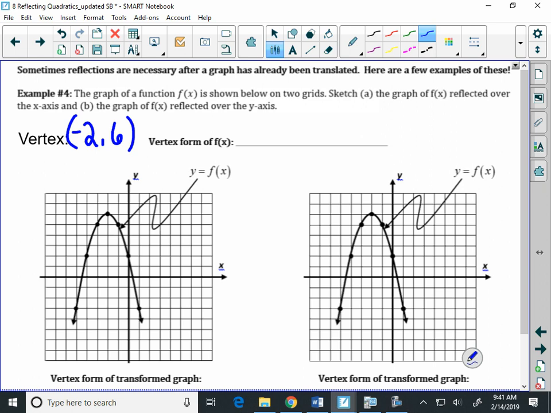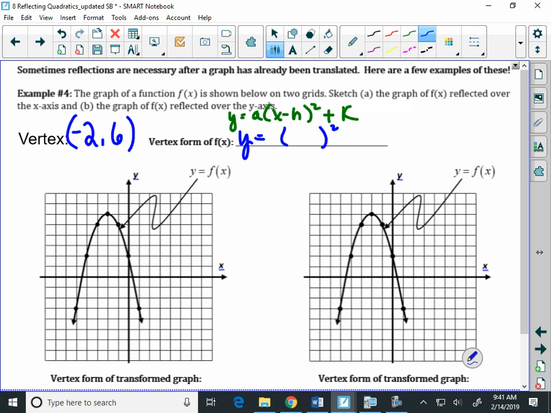And what we want to do is write the vertex form of this graph. Just a quick reminder of vertex form, it is y equals a times (x minus h) squared plus k. That's the vertex form. So when we put this back in here, it's going to be y equals, and we're going to have something in parentheses squared.